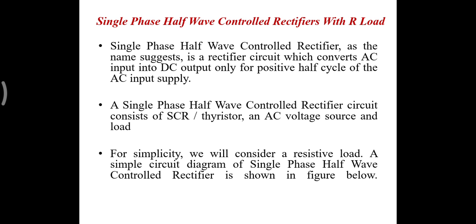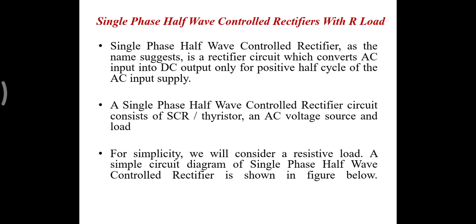Let us see the single phase half wave controlled rectifier with R load. The name itself suggests that it converts AC to DC output only for the positive half cycle. So in a single phase half wave controlled rectifier we convert only the positive half cycle into the DC quantity. Okay? This contains an SCR, an AC voltage source and the load.